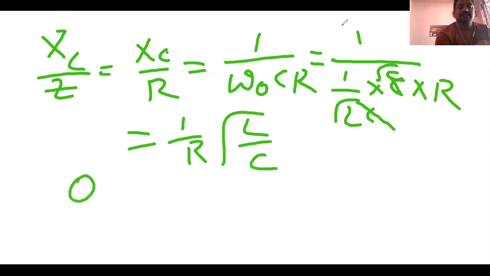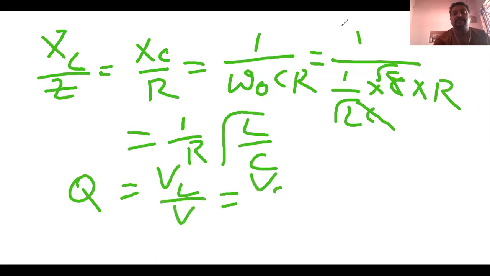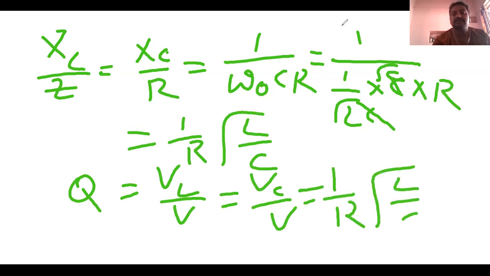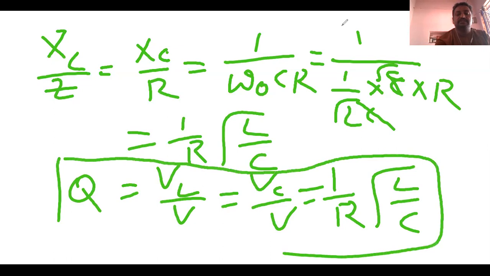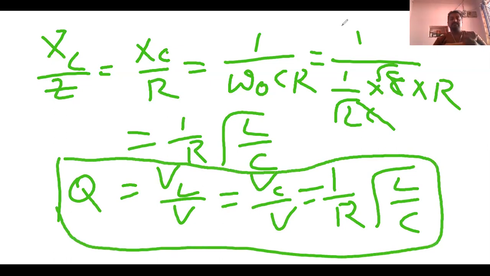So finally, the quality factor Q is equal to VL by V, or VC by V, or 1 by R into square root of L by C. So these are the values of the quality factor. This is about the quality factor. I hope you understood what the quality factor is.